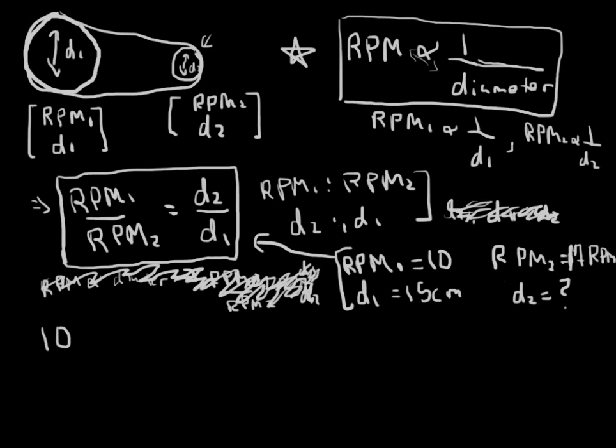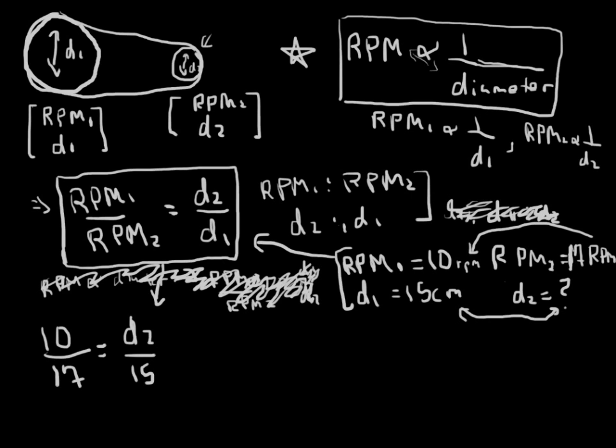So RPM 1 is 10 over RPM 2, which is 17, is equal to D2, which we're trying to find, over D1, which is 15. You always want to make sure that the units you're using are the exact same. So this has RPMs. If this was in centimeters and you were given D2 in meters, then you would have to convert D2 into centimeters or convert D1 into meters.